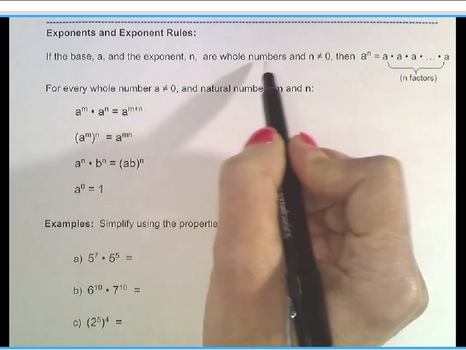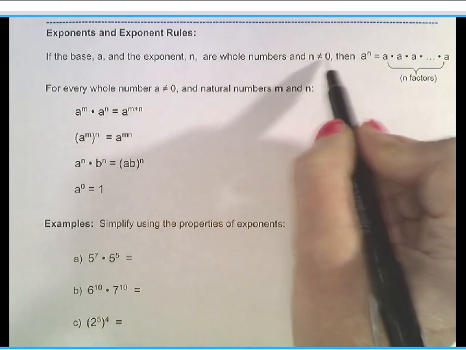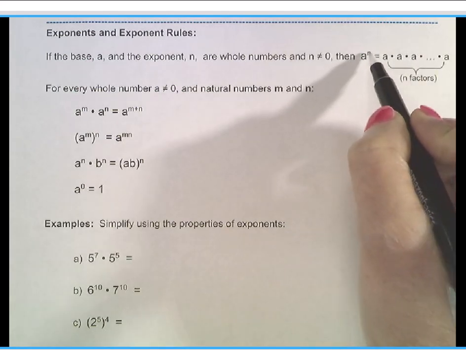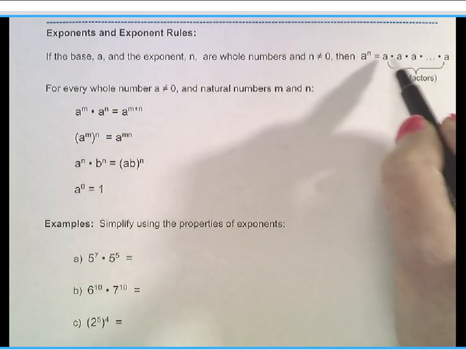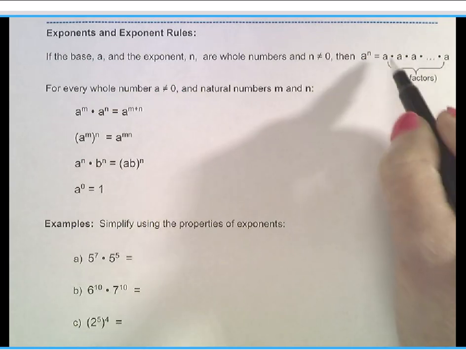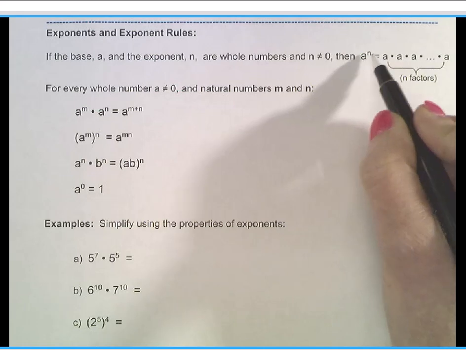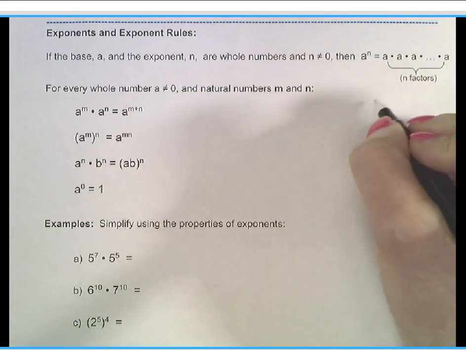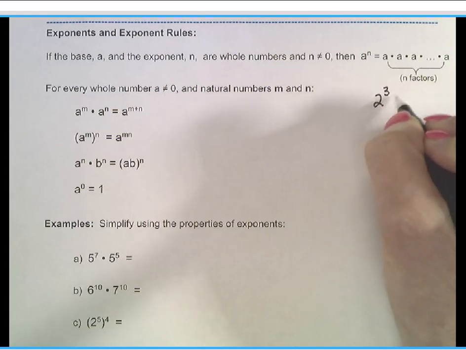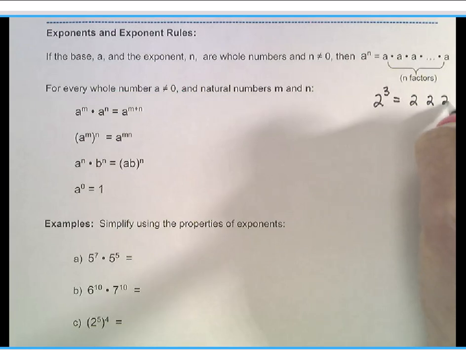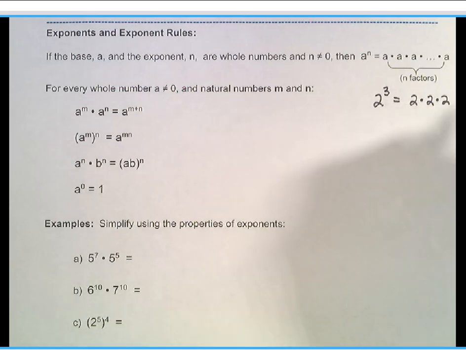If those are whole numbers, and we're not going to be talking about exponents of 0, then A to the nth power means that you're going to be multiplying A together n times. So you write the A down, the base down, n times, and you multiply it together. So if you had something like 2 to the third power, that would mean write the 2 down 3 times and you're multiplying. And you would get 8 for your answer there.